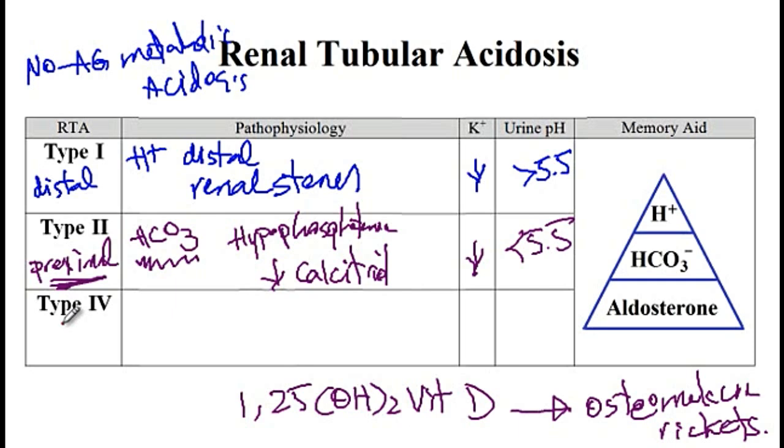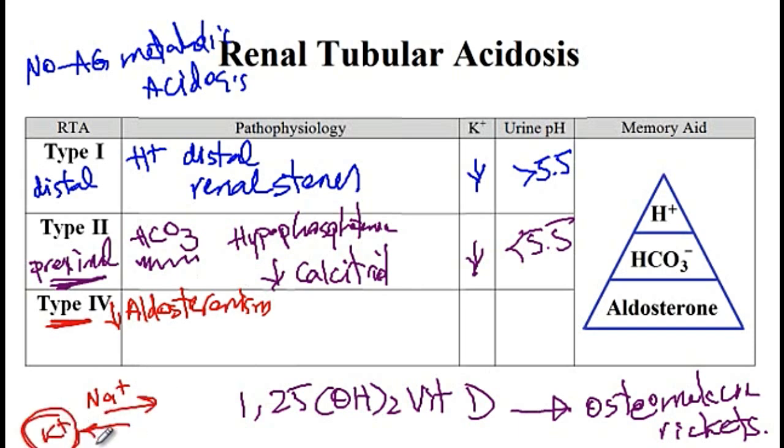And then type 4 renal tubular acidosis is from hypoaldosteronism or from decreased response to the aldosterone. And so therefore, since aldosterone is working on the principal cells to absorb sodium in exchange for potassium, since potassium can no longer be secreted inside the renal tubules, these patients will present with hyperkalemia.